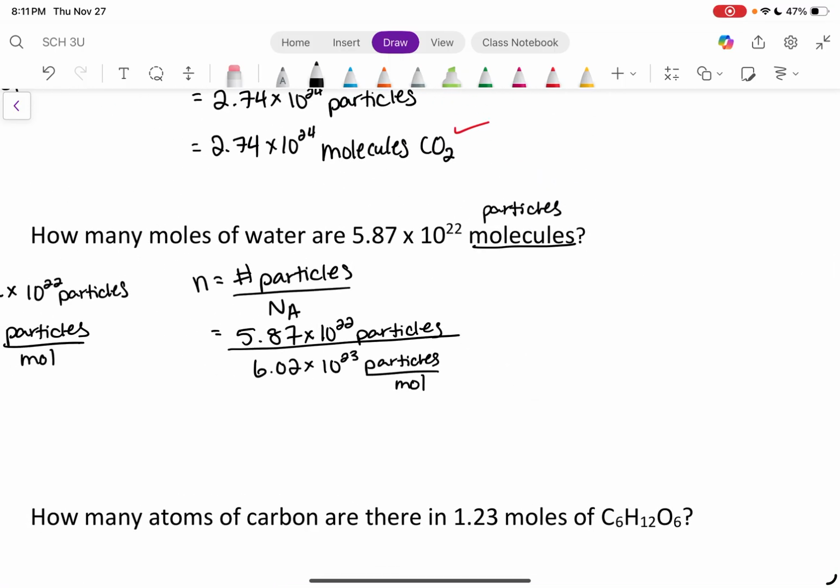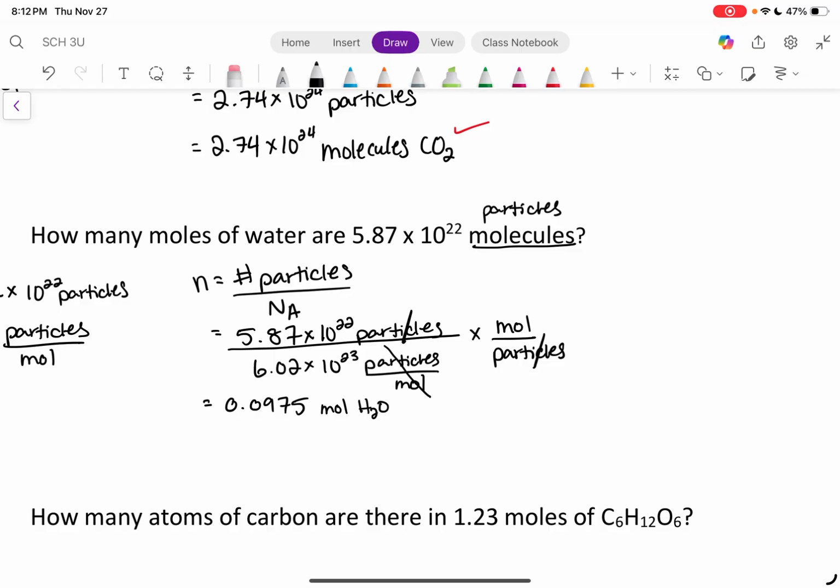I have all of this division going on here with my units. Instead of dividing by particles per mole, you can multiply it by the reciprocal. So you can think about, for your units, instead of having particles per mole, you're going to change it to being times mole per particles. This way, our units nicely cancel out, and I can just divide the numbers to get my answer. So I end up with 0.0975 moles of water.